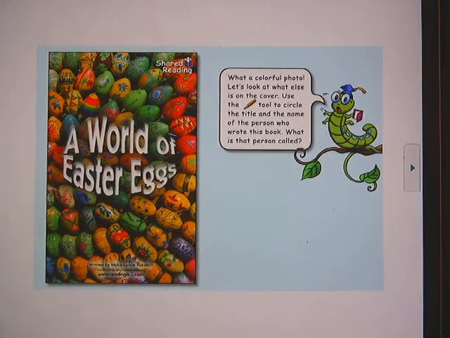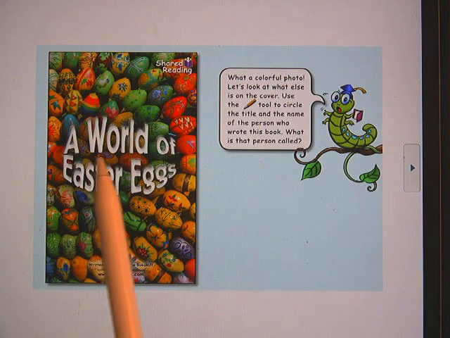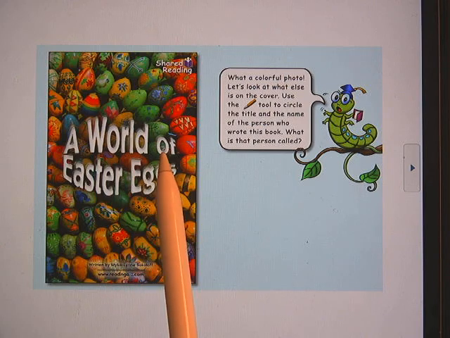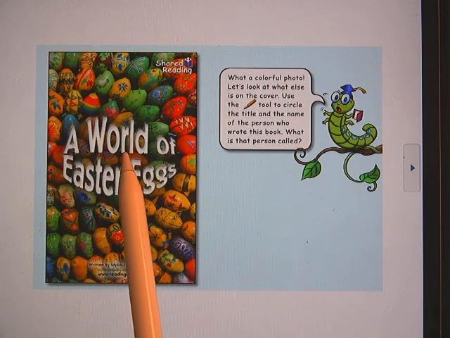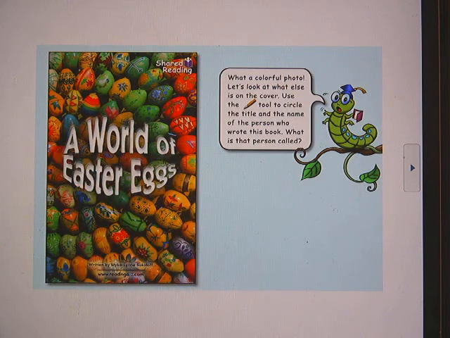Yes, it's that time of the year again when we're getting ready to celebrate a holiday known as Easter. And we're going to be talking not only about how we in the United States celebrate Easter, but if you check out this word right here, what is this word right here? World. So it says A World of Easter Eggs. What do you think this story might be about? Tell somebody near you. What do you think it's going to be about?